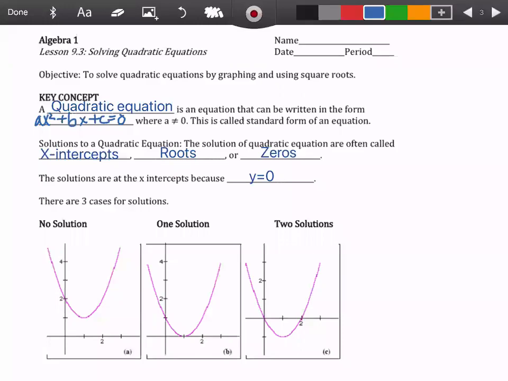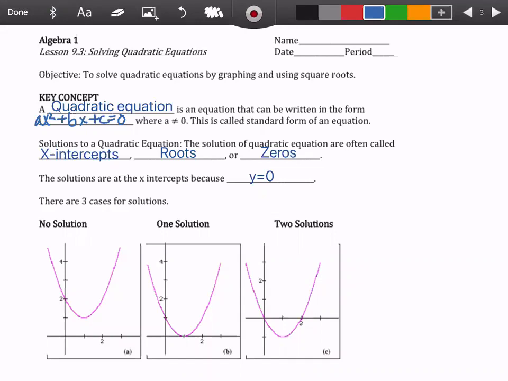In the past two videos, we have learned how to graph quadratic equations. In this section, we are going to learn how to solve quadratic equations. A quadratic equation is an equation that can be written in the form ax squared plus bx plus c equals 0, where a does not equal 0. This is called the standard form of an equation. Before, we were graphing these quadratic functions in standard form.